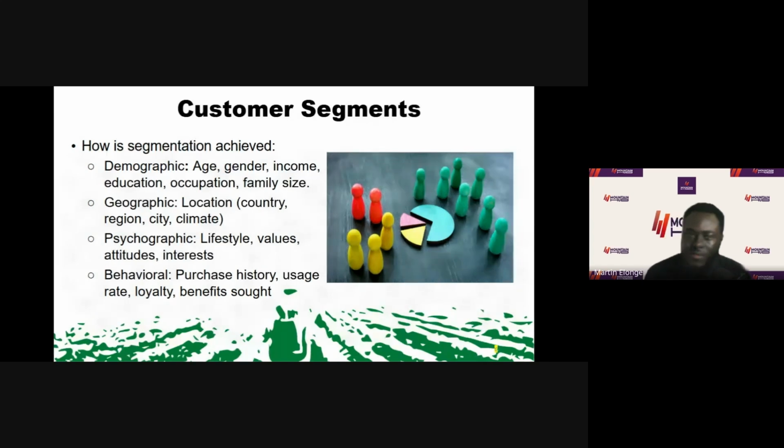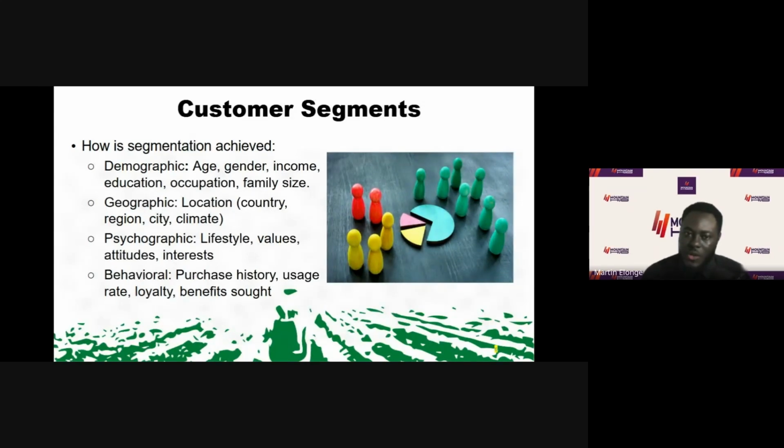We're still on customer segments, and the next thing we want to look at is how segmentation is achieved. We've looked at what a segment is. We've looked at why we need it, why it's important, and now we want to look at the how. How do we achieve it? Because we might know that it is important, we might know that it is important for us to have it, we might know what it is, but now how do we achieve it?